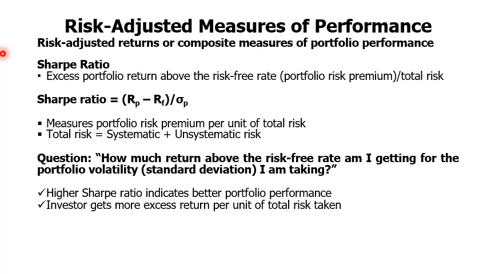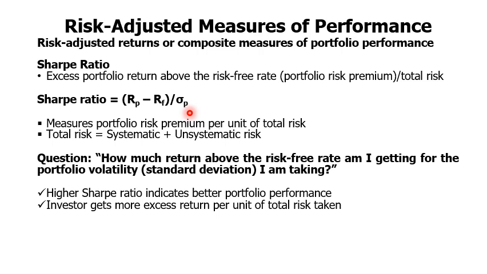Let's start with the Sharpe ratio, which considers the portfolio's excess return above the risk-free rate, which is the portfolio risk premium, and divides that by the total risk. The Sharpe ratio formula is Rp minus Rf divided by sigma p. Rp is the return on the portfolio, Rf is the risk-free rate, and sigma p is the total risk of the portfolio measured by its standard deviation.